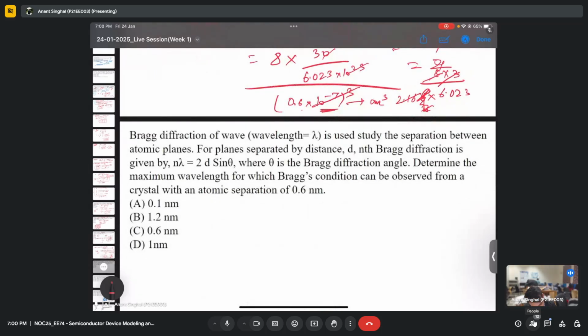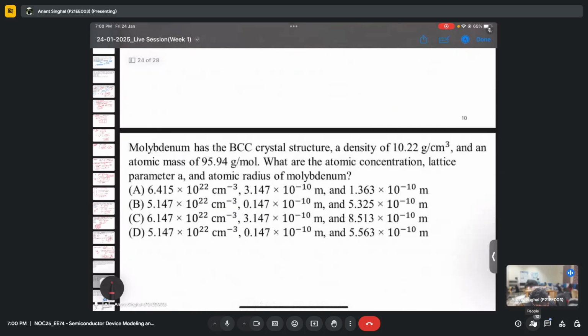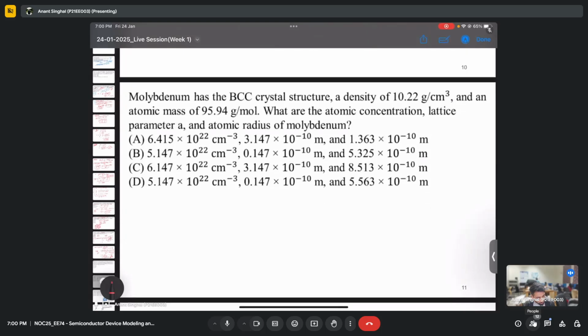Okay, so this is one more concept, which is Bragg's diffraction. So we might leave it. Let me do the similar questions first. This is a certain material with a BCC crystal structure. The density is given. The atomic mass is given. What is the atomic concentration? It is asking, concentration means per centimeter cube only. The lattice parameter also it is asking.